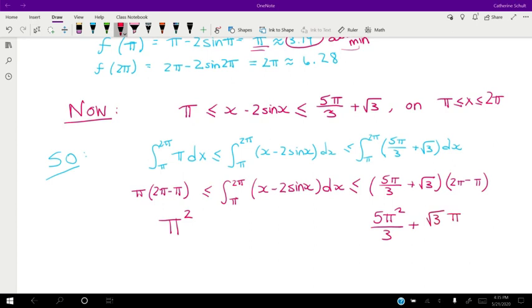All right, so now what's happened is using that comparison property, we're able to estimate this integral by finding the min and the max value first.